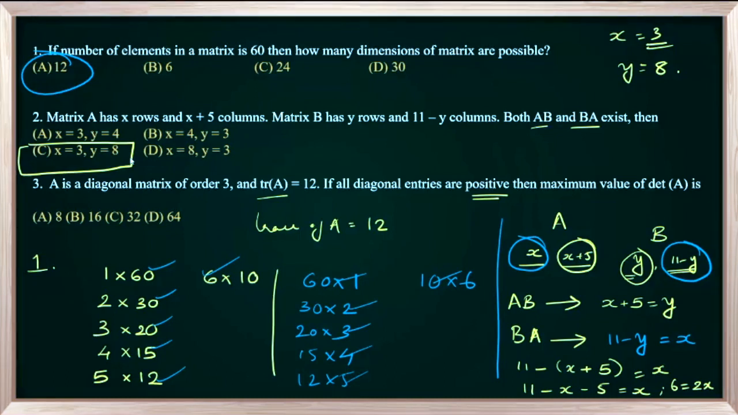A is a diagonal matrix of order 3. Trace of A is equal to 12. If all diagonal entries are positive, then the maximum value of the determinant of A is? See, when you have a matrix whose diagonal entries are positive and the sum of the diagonal elements is equal to 12, you have three different values added up. So let us say a plus b plus c equal to 12. And what is the maximum value of a into b into c?